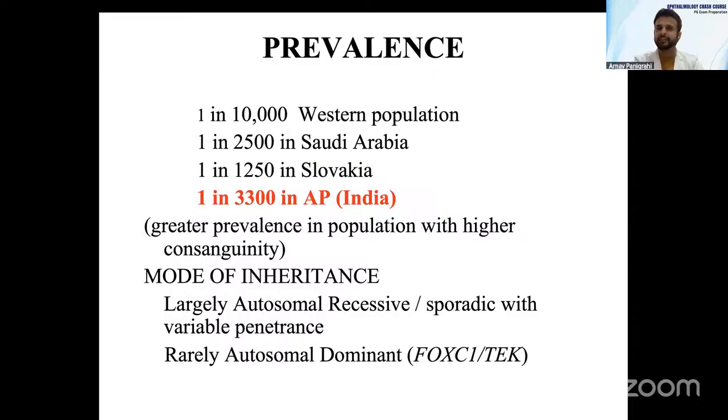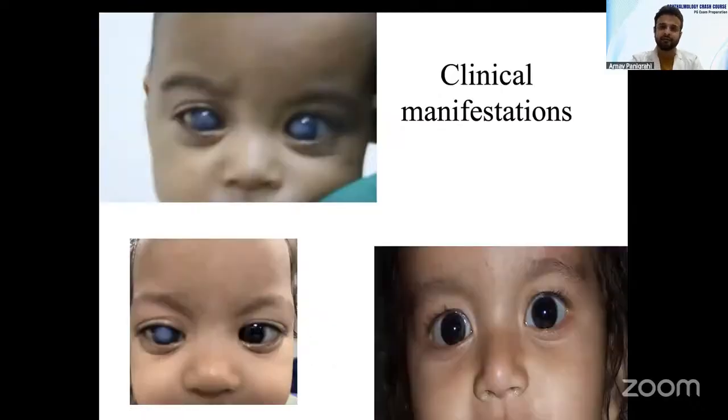The prevalence of primary congenital glaucoma is about 1 in 10,000 in the Western population, whereas the prevalence is much higher in India. The mode of inheritance is mainly autosomal recessive, with CYP1B1 being responsible for about 45% of the cases. There are a few truly autosomal dominant forms which are known, caused by FOXC1 or TEK mutation. The classic triad of congenital glaucoma is buphthalmos, which is increased corneal diameter because of raised IOP, epiphora, and blepharospasm because of heightened sensitivity from associated corneal edema.